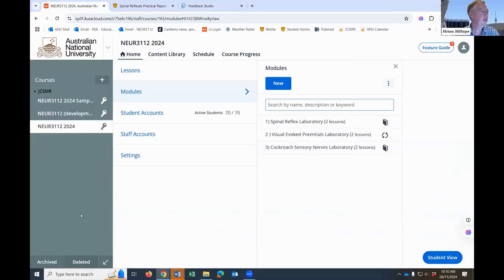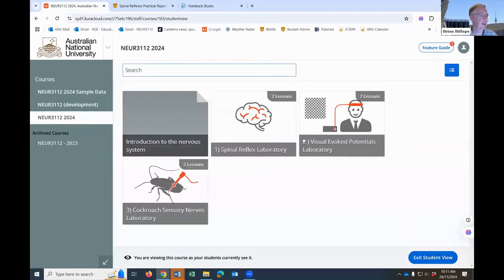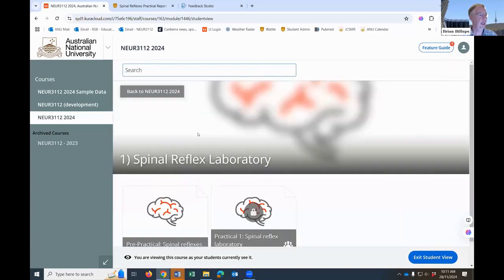What we have is 3 practicals that run 2 weeks apart for this group of students. They're scaffolded, so they get slightly harder in how we teach them. For each practical, it's set up as a module. So this is our module. Maybe I'll go to what the students see. They'll come in and they'll see the first one is our spinal reflexes laboratory.